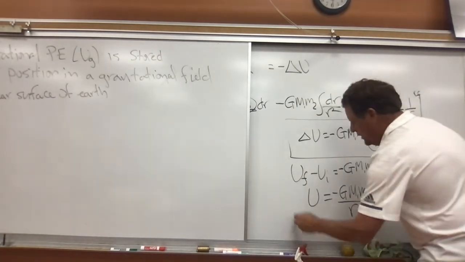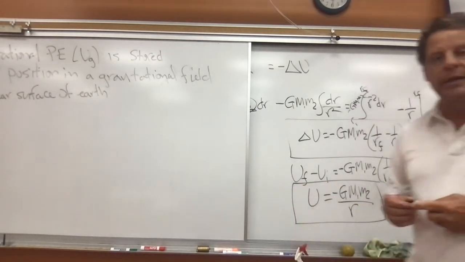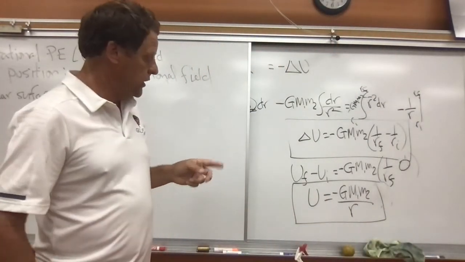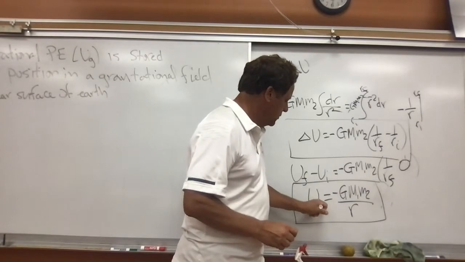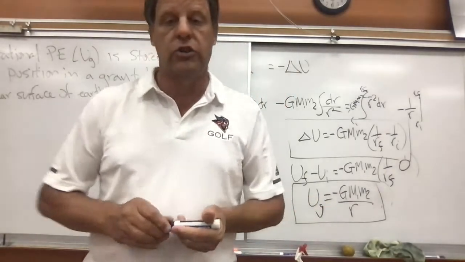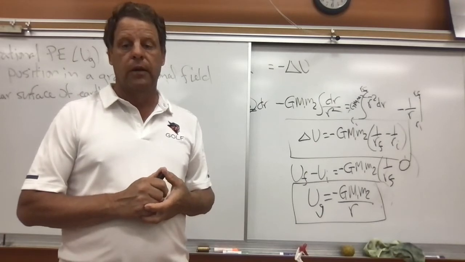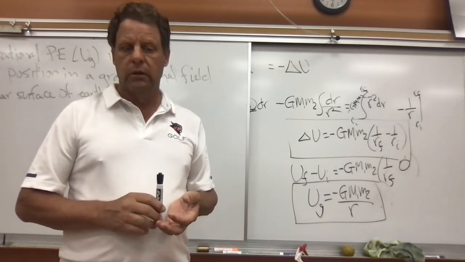So this is how we calculate our potential energy, and this gravitational potential energy is equal to negative G M1 M2 over R, which seems weird, okay?